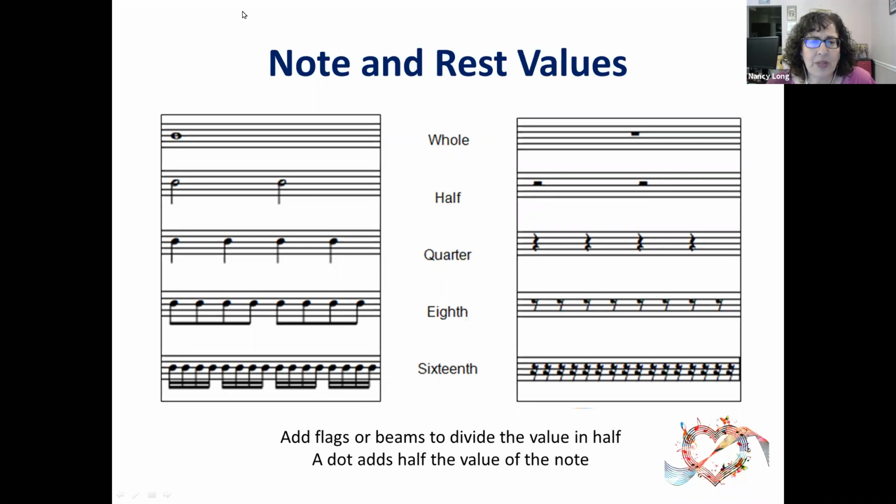And can I ask everybody to please mute? We're getting some background noise.